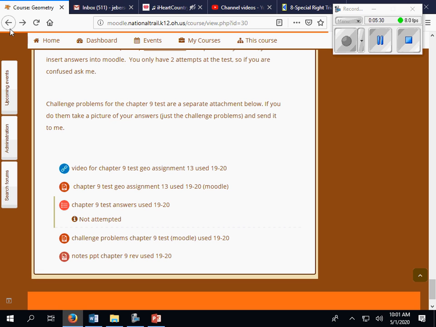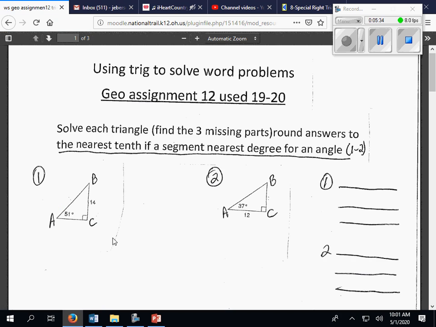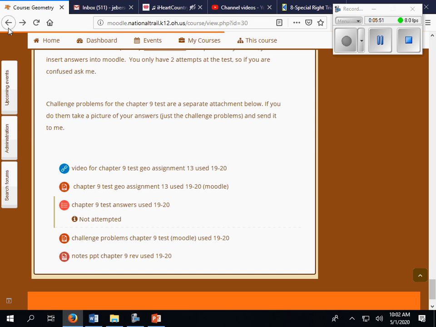Then the challenge problems. You go in here, and these are the wrong challenge problems, but this is just another paper that I stuck in here for now. This is assignment 12. It'll pull up challenge problems there, not what I have, and then it'll have these notes.